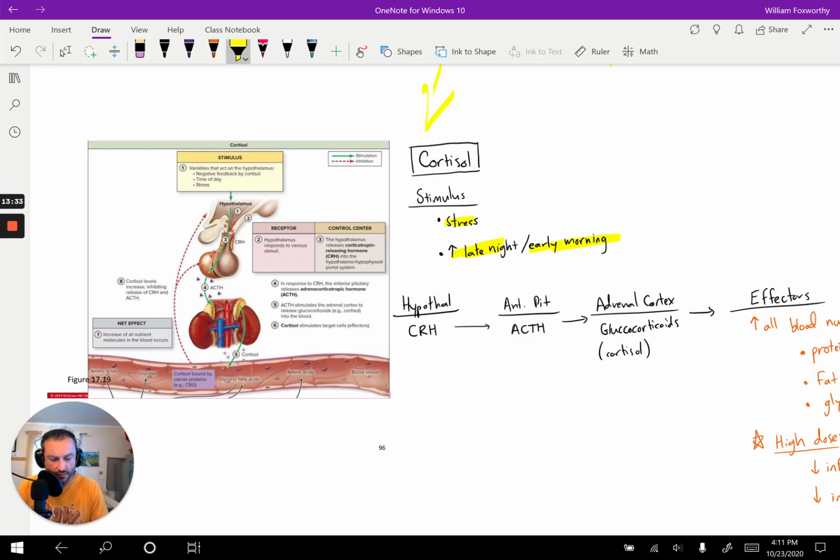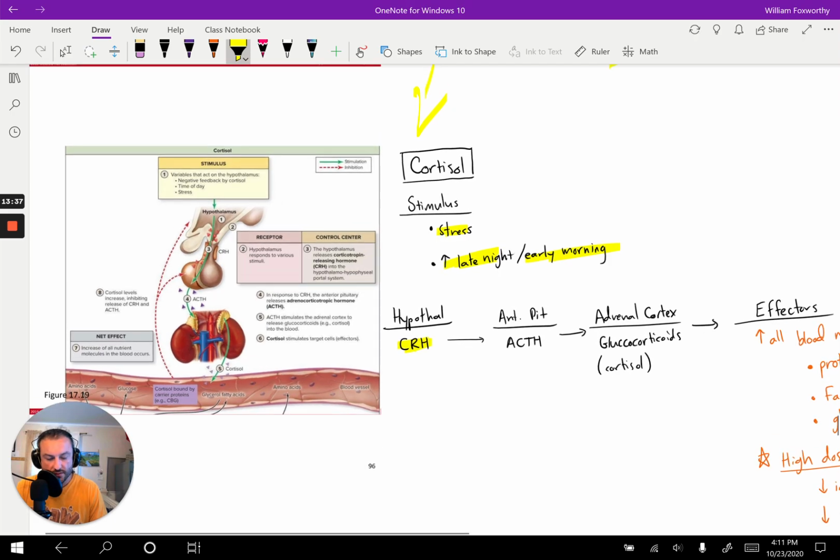with corticotropin releasing hormone, CRH. That travels to the anterior pituitary, which is going to release ACTH, adrenocorticotropic hormone, which then goes on to interact with cells in the adrenal cortex, causing the adrenal cortex to release glucocorticoids like cortisol.